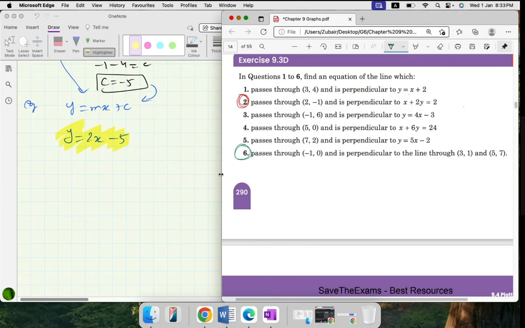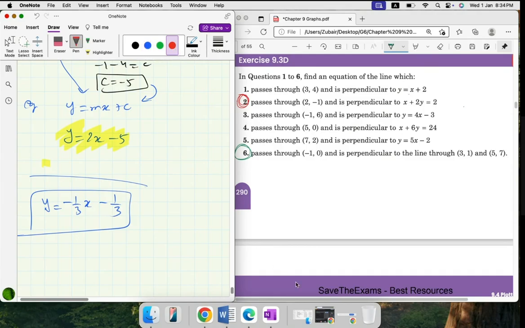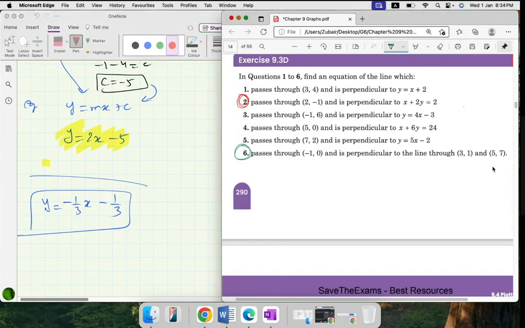So it's y equals minus 1 by 3x minus 1 by 3. And what is that? Where is x and y? Y is equal to minus 1 by 3x minus 1 by 3. Haris, what are you getting? Sir, I am not getting the same.